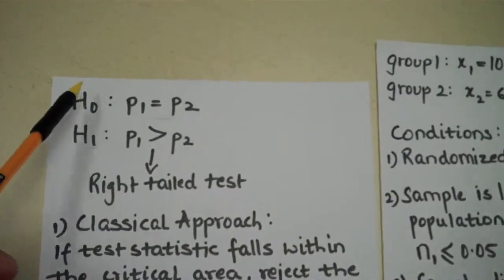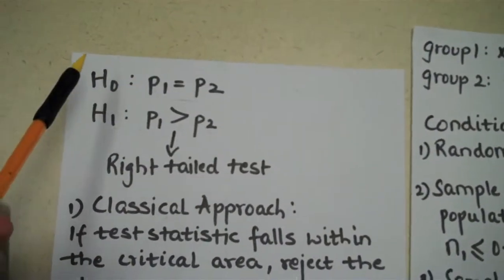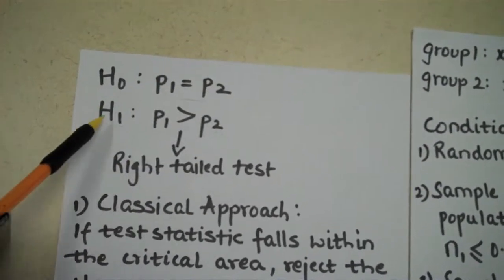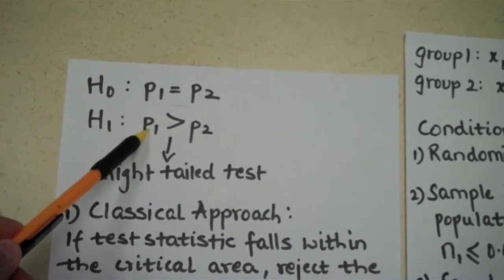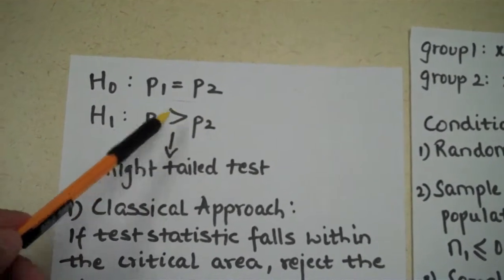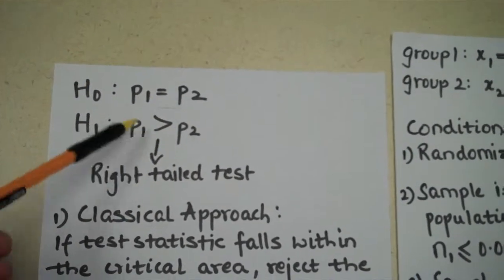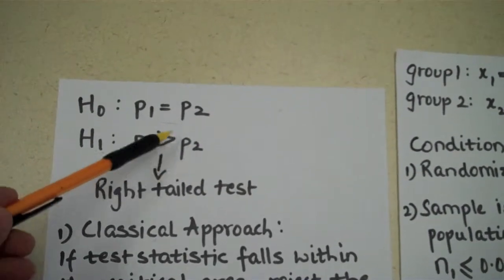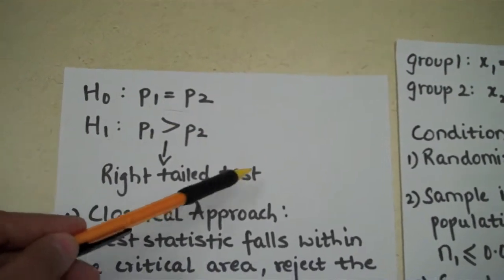Next, we're going to list our hypotheses. Because we're dealing with sample proportions, the null is going to be P1 equal to P2. And our alternate is going to be P1 greater than P2, because we're trying to see if there's a higher proportion of infants experiencing fever in group 1 versus group 2. Since it's greater than, it's going to be a right tail test.